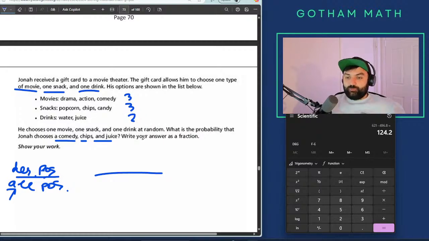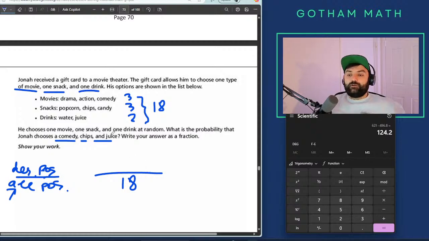And the total amount of all combinations that you can make, like action, popcorn, juice, comedy, candy, you know what I mean? Everything is when you multiply these numbers. So it's 3 times 3 times 2, which is 9 times 2, which is 18. So this is the total amount of possibilities.